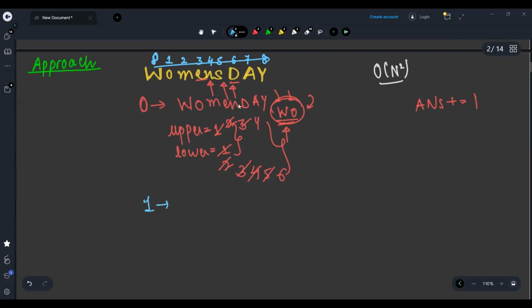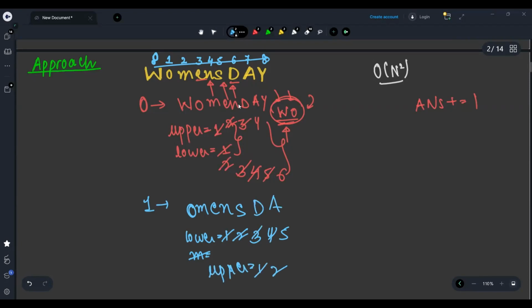Now let's start from the 1st index. Let's take O. Lower is equal to 1. Let's take M, lower is equal to 2. Next take E, 3. Now N, 4. S, 5. Now I will take D, so upper will be equal to 1. A, upper will be equal to 2. Let's take Y, upper will be equal to 3. Not equal.